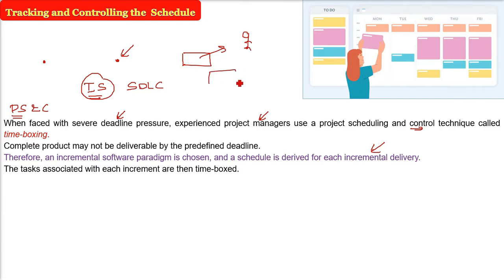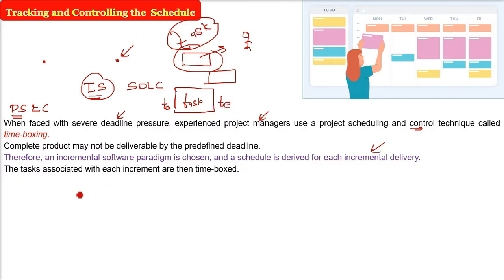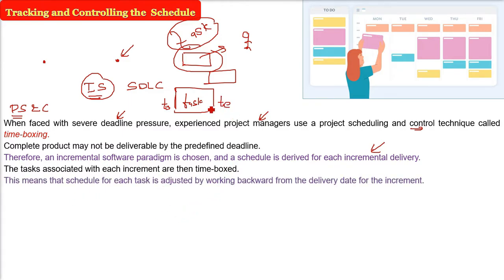That is, first increment you are giving, second increment you are giving. For a single increment, you will make a schedule, try to find out the tasks, and then all these tasks will be kept in a time box. A time box is nothing but the start date and finish date. Nothing else. A time box is just a start date and an end date. So now you have a single increment, you have made a single schedule for it, devised the tasks and put them in a time box.